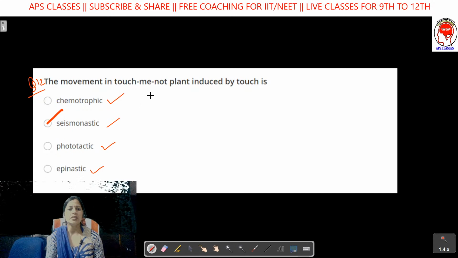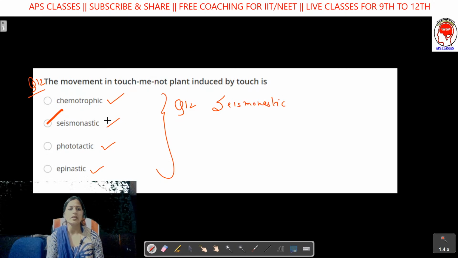The movement in touch me not plant induced by touches: chemotropic, seismonastic, phototactic, and epinastic. Out of the four options, only one is correct, and you will choose the right option for question number 12. The movement in touch me not plant is induced by touches: seismonastic. So this is the right answer for question number 12.